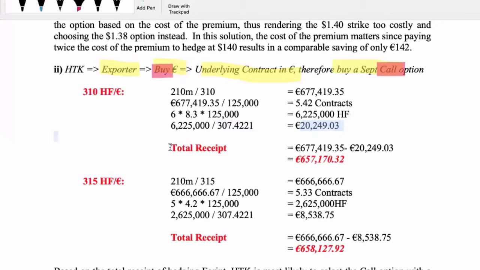So this total receipt is not a total receipt. You're not receiving it. Remember, these are scenarios, a what if. So if I ended up exercising this strike of 310, I'll end up receiving 677. There it is. That is the same as this number, minus my premium, that's that number, is going to give me the 657. In other words, that's my total receipt if I exercise my option.